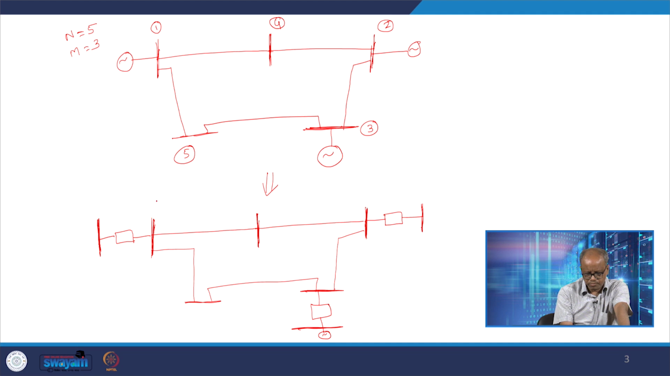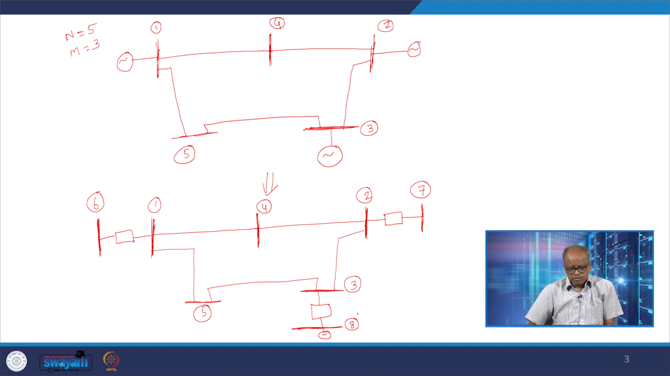So the bus number is 1, then this is 4, then this is 2, then this is 5, then this is 3, and then we said that this would be 6, this would be 7, this would be 8. That was the convention we have adopted for numbering the internal buses. So that means the internal bus number would be i plus n, right.